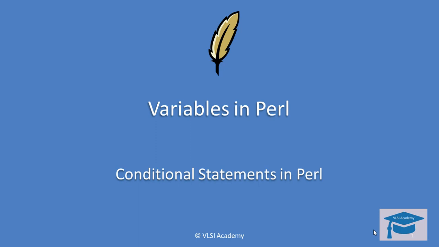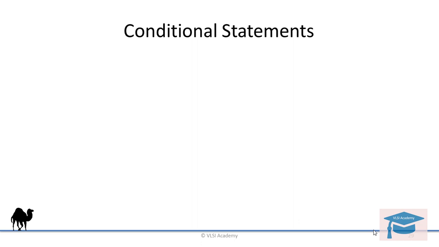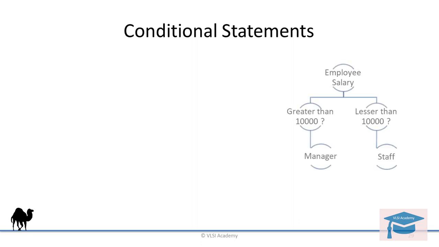This is the fifth lecture, and today we will discuss conditional statements in Perl. Consider a case where employees are classified based on their salary. If the salary is greater than 10,000 then it will be tagged as manager, and if it is lesser than 10,000 then you have to tag it as staff.